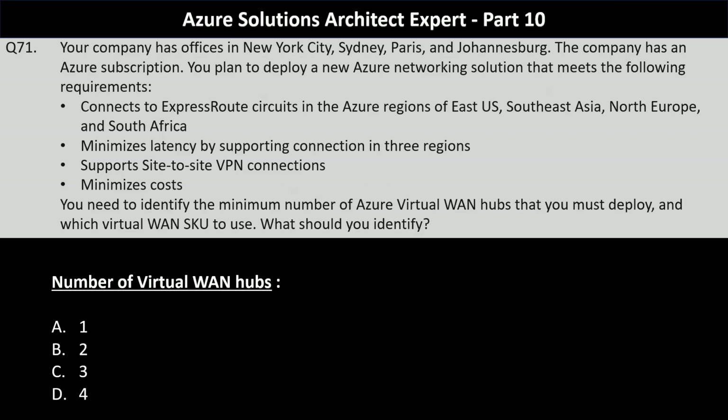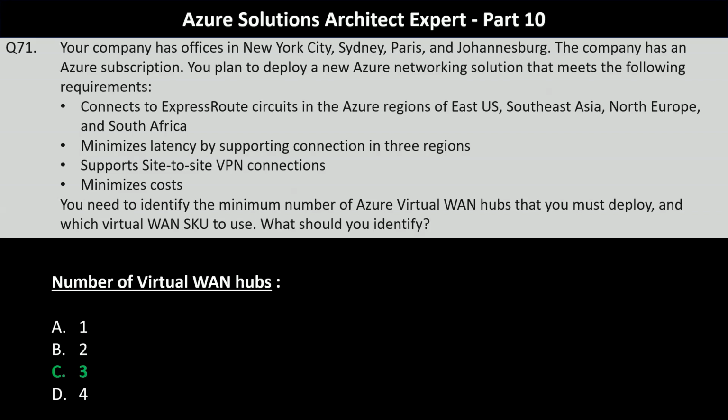The solution minimizes latency by supporting connection in 3 regions, supports site-to-site VPN connections, and minimizes costs. You need to identify the minimum number of Azure Virtual WAN hubs that you must deploy and which virtual WAN SKU to use. What should you identify? The first part of the question is talking about the number of virtual WAN hubs, and your options are 1, 2, 3, and 4. Folks, you should deploy 3 Azure Virtual WAN hubs.